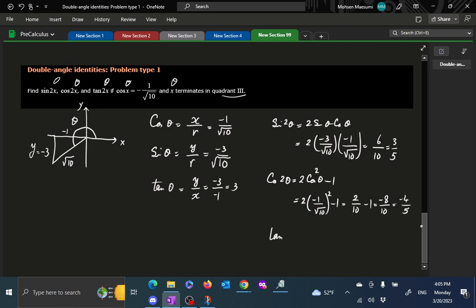And the fast way of getting tangent of 2 theta would be sine over cosine. So 3/5, here's sine, here's cosine, minus 4/5, and out comes minus 3/4. Okay, verification that you have two other ways of getting cosine, one other way of getting tangent. I leave that to you. And until next time, good luck and God bless.